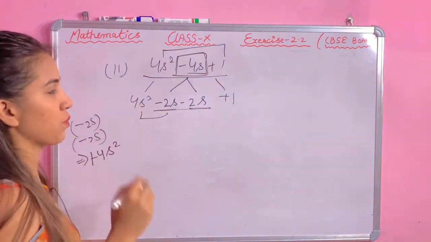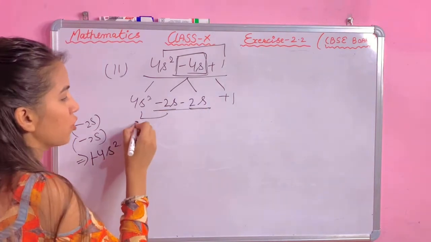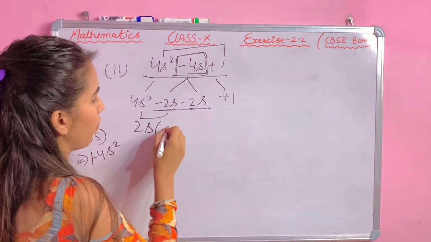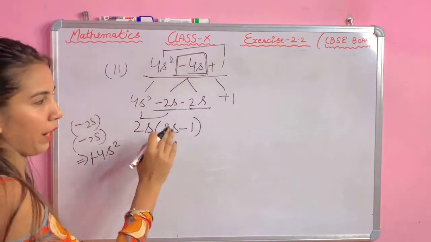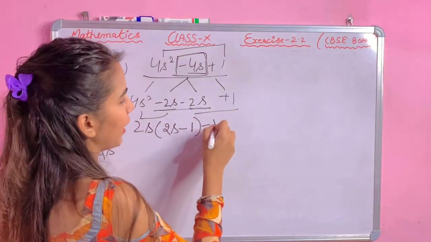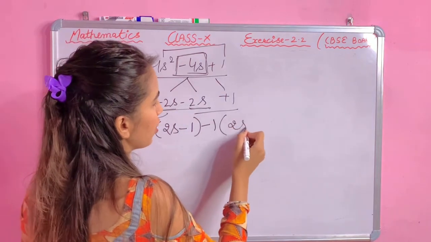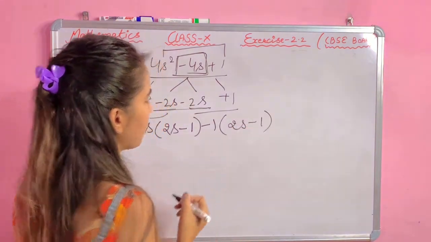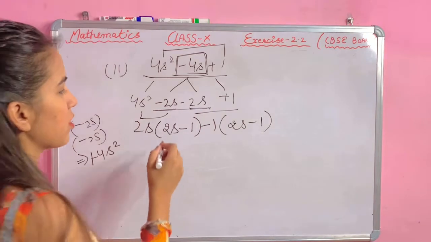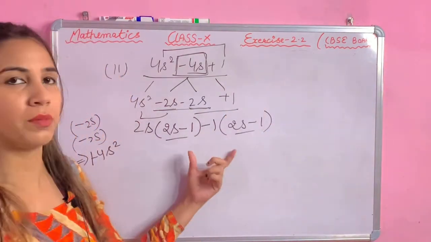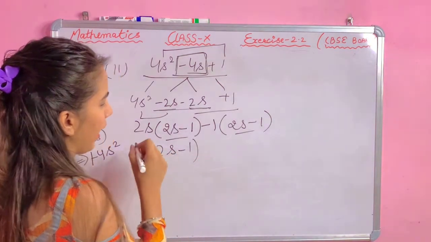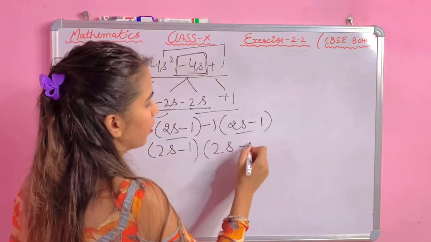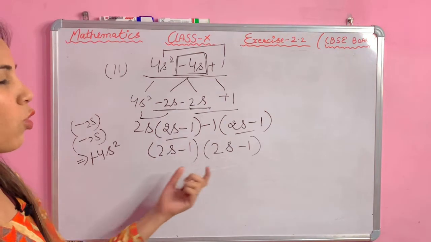From the first two terms, what is the common term? From the first two, 2s is common. We'll get 2s minus 1 here in the bracket, and from these two terms I'll take minus 1 as common factor. So I'll get here 2s minus 1. Now you can see this bracket and this bracket, both brackets are the same here. So I can write it once and the remaining in another bracket.